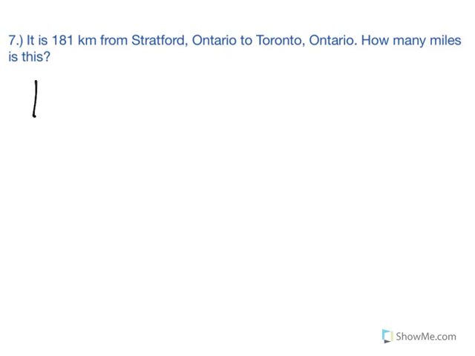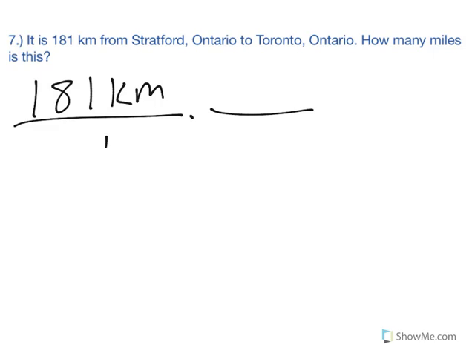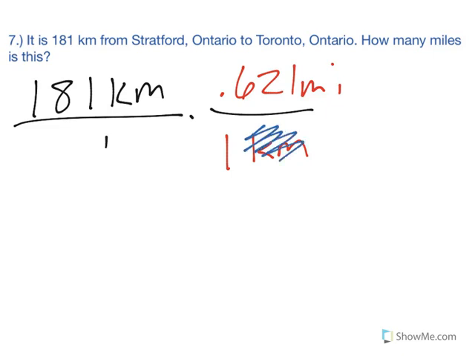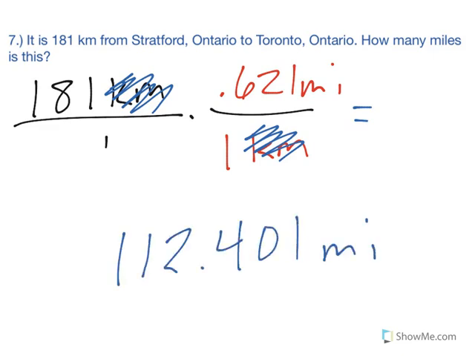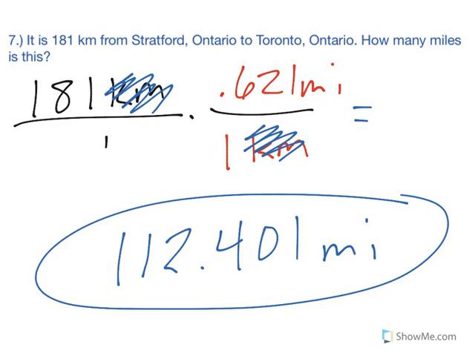Okay, so anyway, 181 kilometers is what we're starting with. The question is, how many miles? So lucky for you, you know from your conversion sheet that 1 kilometer is 0.621 miles. It allows my kilometers to cancel out top to bottom. Numbers are in the top, so I simply multiply, and it's 112.401 miles. If you used the other conversion, which would be 1 mile is 1.61 kilometers, you'd get something a little bit different, but it should be really close to that.